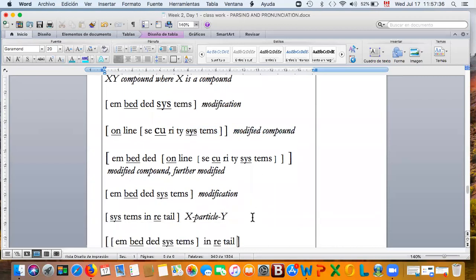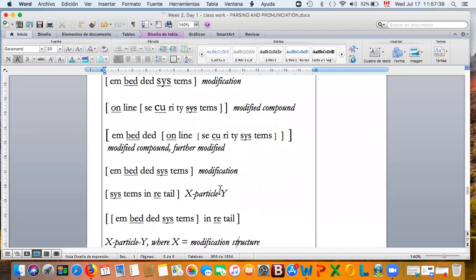Suppose we complicate our lives a bit further. We have online security systems. But these online security systems are embedded. Well, we could do it in two ways. We could have embedded higher than online, giving us embedded online security systems. Or we could read all of these here, right up to here, all these syllables on the same middle level.